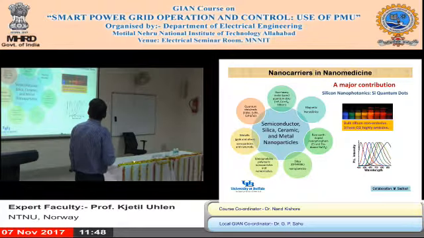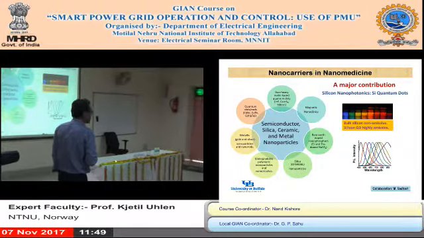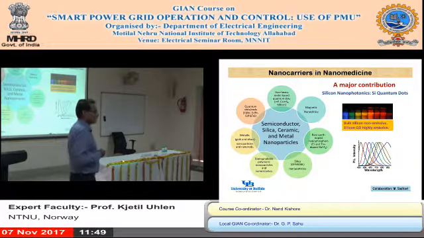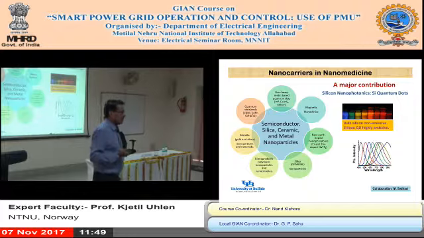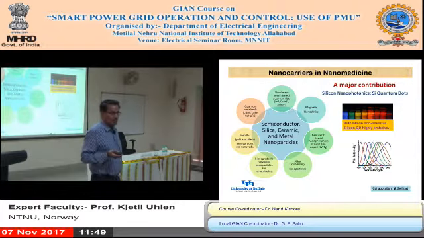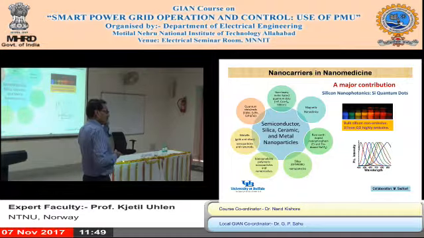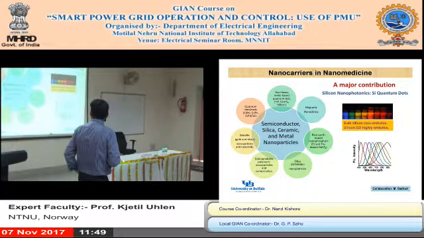Then we work with other kinds of safe quantum dot, like copper indium sulfide. We make magnetic nanoparticles, which could be iron oxide nanoparticles. We work with rare-earth doped nanoparticles that have this property of transforming light from one color to another. We work with silica nanoparticles.